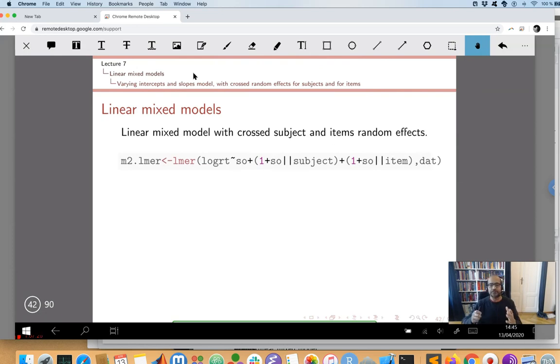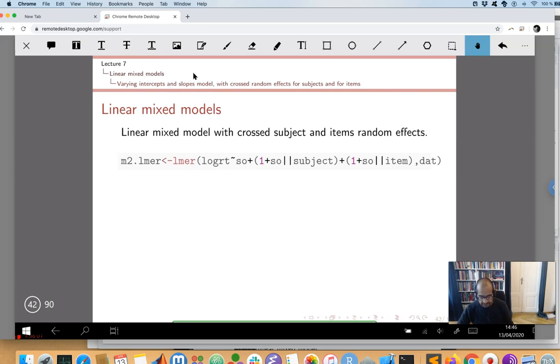What this means scientifically is that not only will subjects have different average processing speeds and different relative clause effects, the items may also have certain properties. There might be certain words that are being used that cause an overall slowdown in reading time or speed up in reading time, and there could be different situations being described in different items that lead to bigger relative clause effects or smaller relative clause effects. So there could be between subject and between item variability in the intercept and the slope.